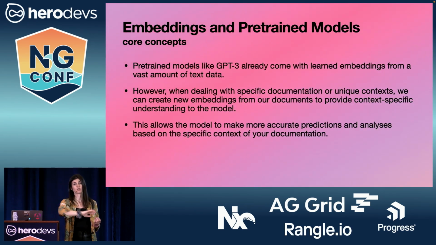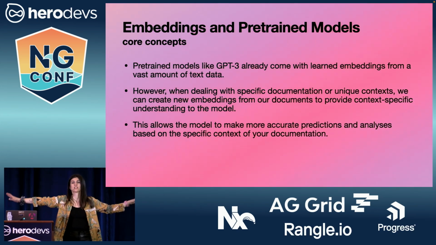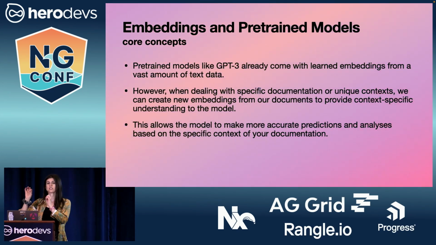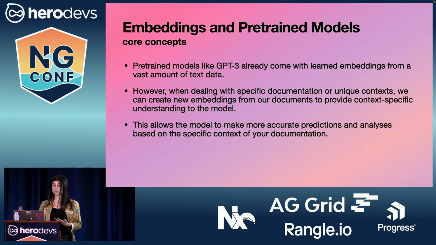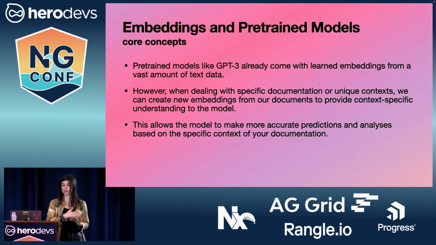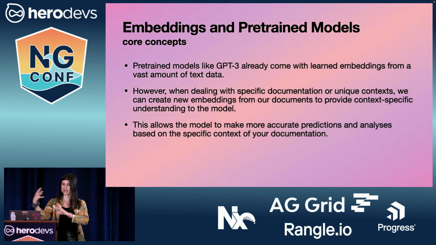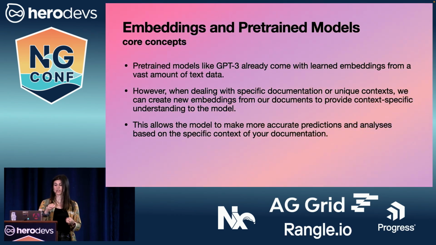So GPT has been trained on a vast amount of data. It has created embeddings out of this, and this is what it uses to do whatever it does. When dealing with specific documentation, however, unique context, we can create new embeddings from our documentation, and we can pass this as context every time we ask the AI something. This allows the model to make more accurate predictions and analysis based on our context and our documentation.